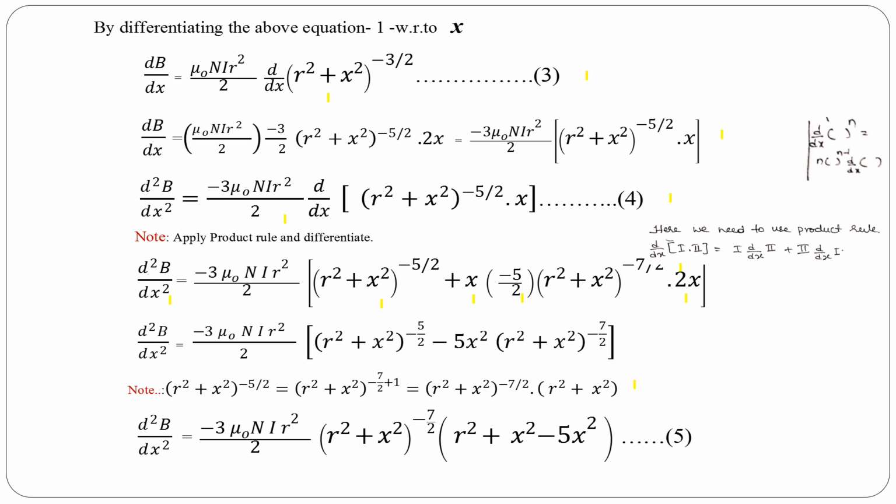Hence here in the next step we can write d square B by dx square as minus 3 mu naught n I r square by 2 into the common factor we have taken here, that is (x square plus r square) whole to the power of minus 7 by 2 into the r square plus x square term we have written after taking the common factor, and minus 5x square, that is by taking the common factor of the second term as (r square plus x square) whole to the power of minus 7 by 2 here, the remaining term here is minus 5x square. Hence we have obtained equation 5.